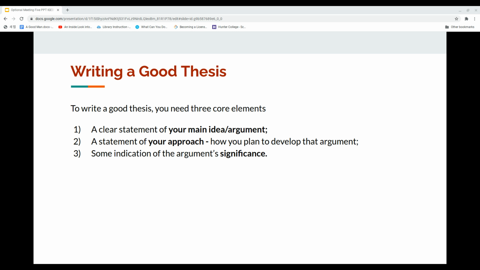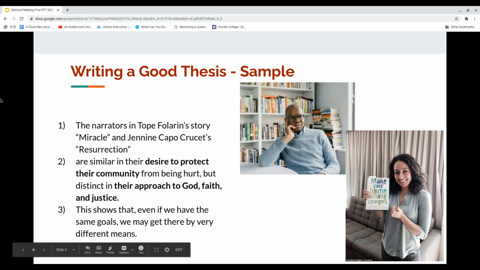So to write a good thesis, you need three core elements. And you already know this from our previous discussion of the thesis statement in Module 2. So you need to have a clear statement of your main idea or argument, a statement of your approach. This is basically the plan for how you want to develop your argument, and some indication of why the argument is significant. So let's look at an example for this paper.